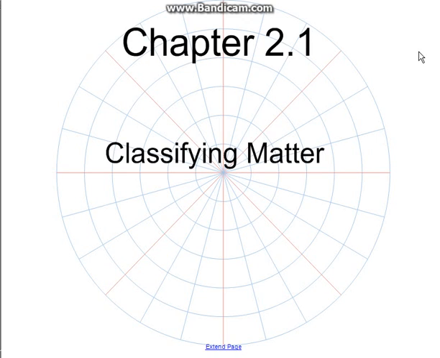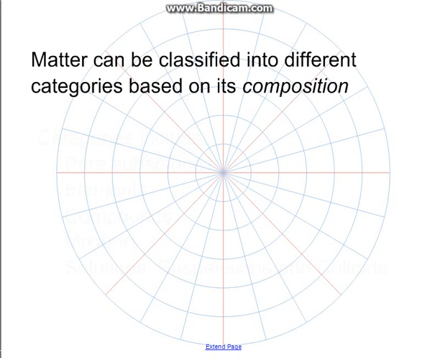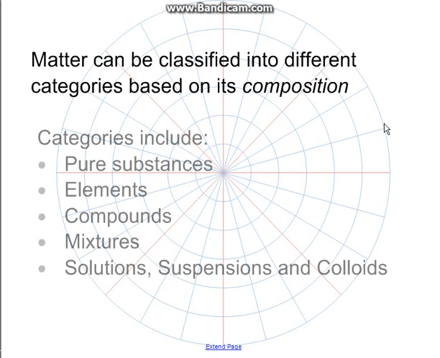Alright, so today we're going to talk about chapter 2.1, which is all about classifying matter. And matter is defined as anything that has mass and takes up space. Matter can be classified into different categories based on its composition, or what it's made up of. These categories include pure substances, elements, compounds, mixtures, and then within mixtures we have solutions, suspensions, and colloids. So let's talk about what each of those means.